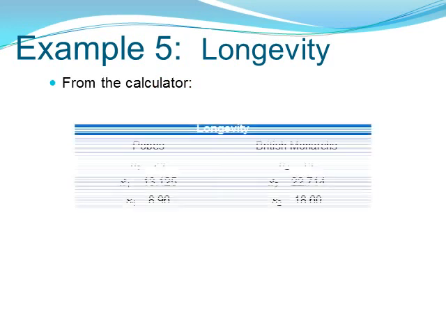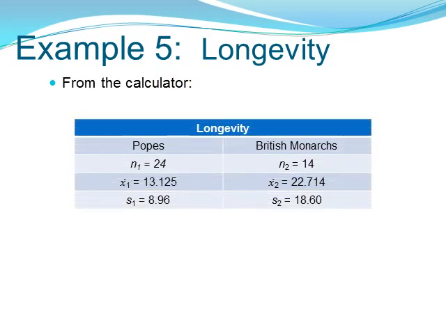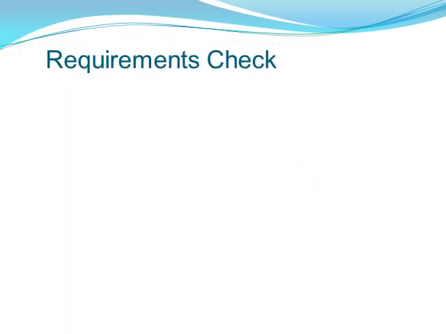So from the calculator we get this data, which I set up in a table, and I have the popes, and my sample size was 24, the mean was 13.125, and the standard deviation 8.96. And then for the British monarchs, the sample size was 14, and its mean was 22.714, and its standard deviation was 18.60. Now let's do a requirement check for the hypothesis test.